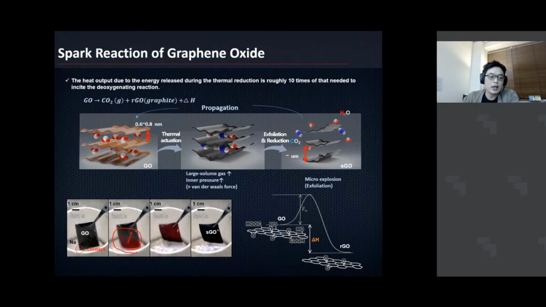Here we fill with liquid sodium right here. The melting point of sodium is about 90 degrees Celsius. It's hot, and when you contact the very edge of the graphene oxide film, it's going to explode. As a result of the explosion, your gap will be enlarged.